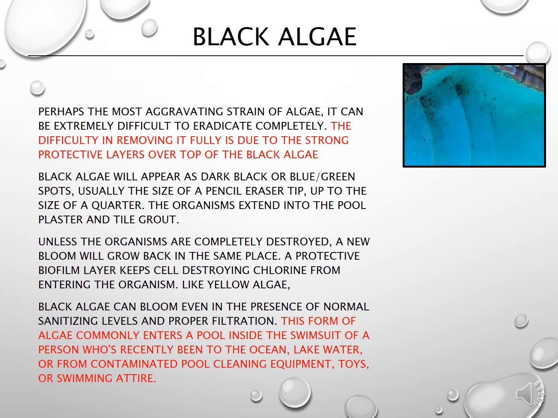Black algae starts as little dark black or bluish green spots, even the smallest size of a pencil eraser, in little corners. It can be in the grout of the tile, and then it starts growing from there. Unless the organisms are completely destroyed, a new bloom will grow back in the exact same place. You have to keep destroying through that biofilm layer, and that protective layer keeps it protected from a normal chlorine environment.